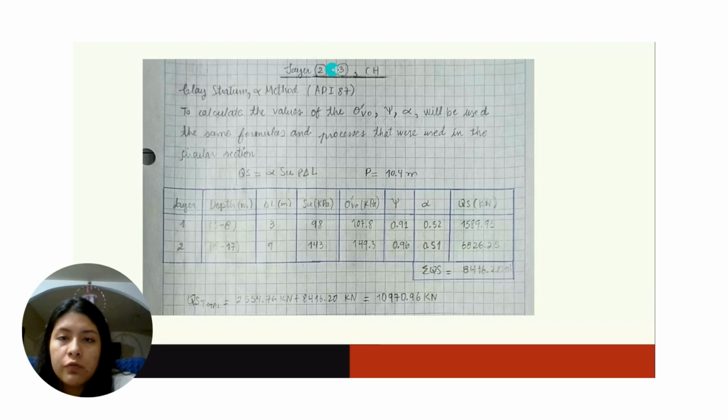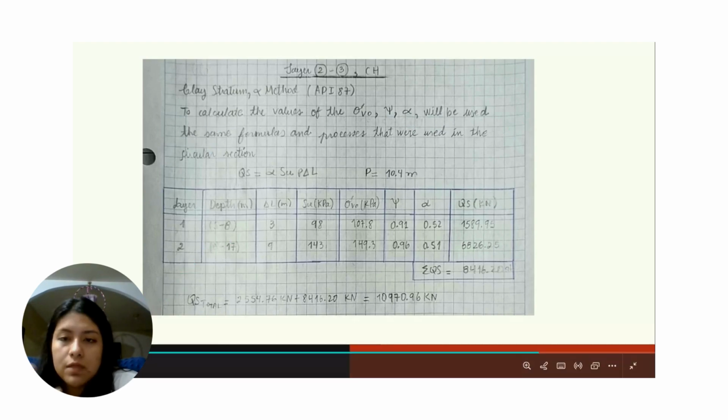For layers 2 and 3, the clay strata, we will use the same method, the alpha method or API, to calculate the values of the vertical effective stress, and for C and alpha the same formulas and processes that were used in the circular section will be used. And the total load per shaft is equal to 10,970.96 kilonewtons.